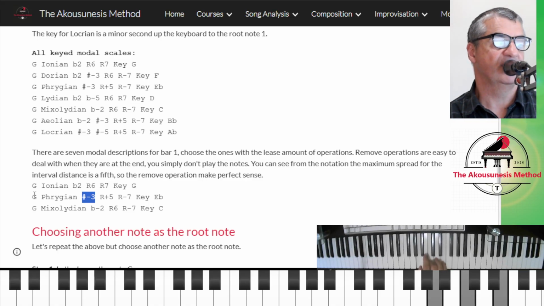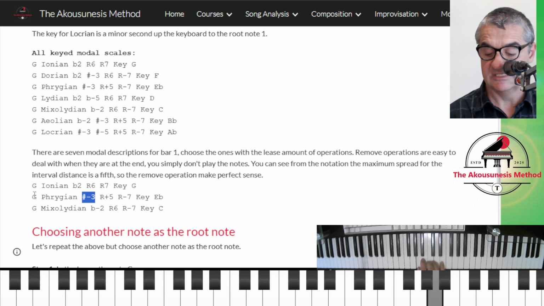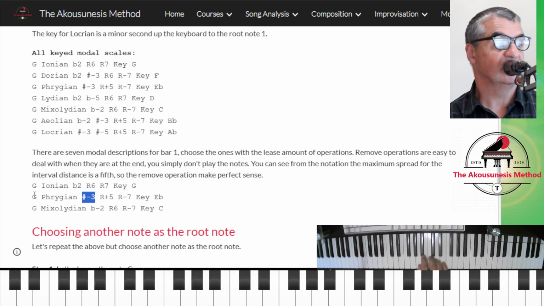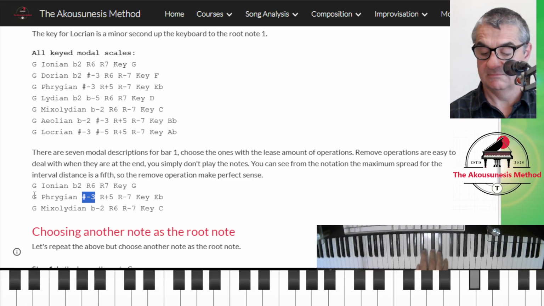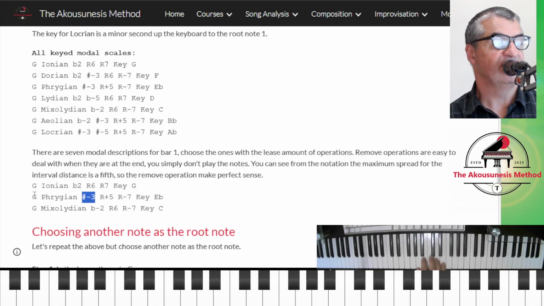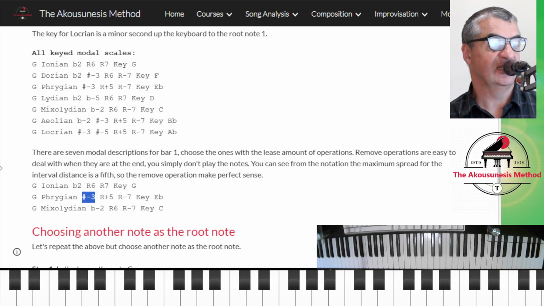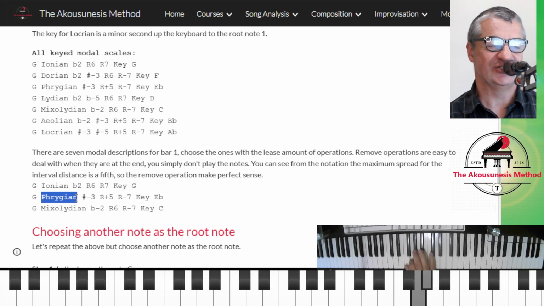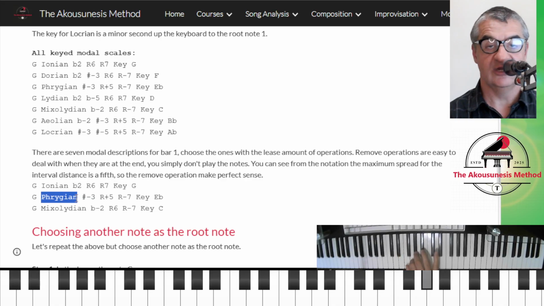Phrygian's minor, right? So again, we only play up to the 5th, and we sharpen the minor third. So G Phrygian's in the key of E flat, right? So if we see a Phrygian in the key of E flat, what's the key of E flat? So you do have to know all your key signatures. You can't get away with that, right? You've got to know your key signatures. So there's G.